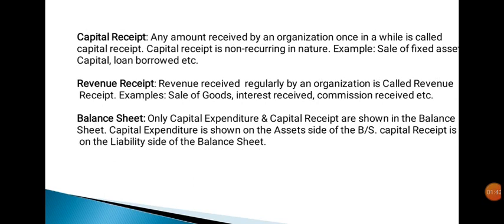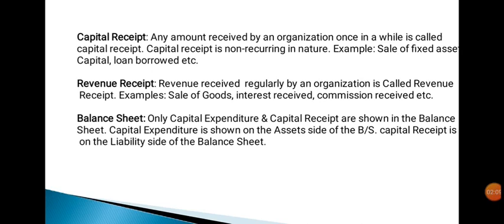And regarding receipts, there are two types of receipts: capital receipts and revenue receipts. Capital receipt: any amount received by an organization once in a while is called capital receipt. It is non-recurring in nature, and examples are sale of fixed assets, capital, loan borrowed, etc.